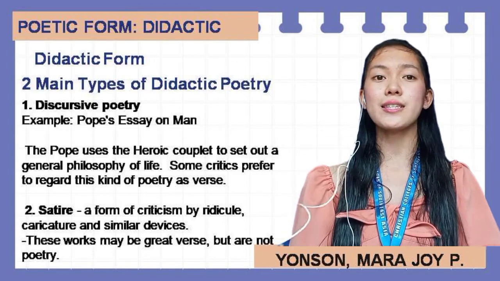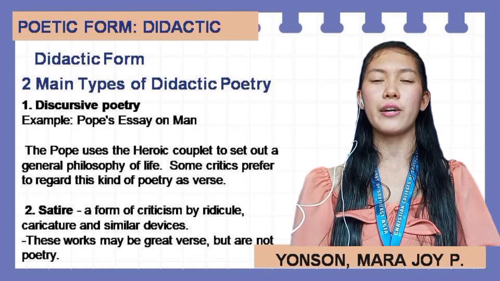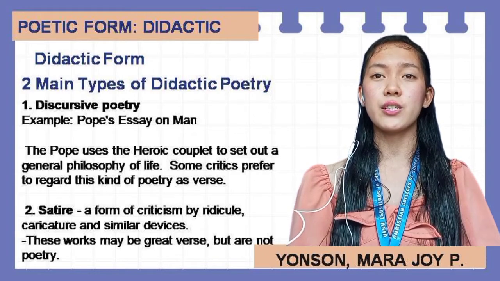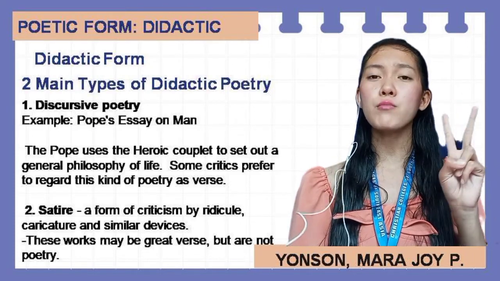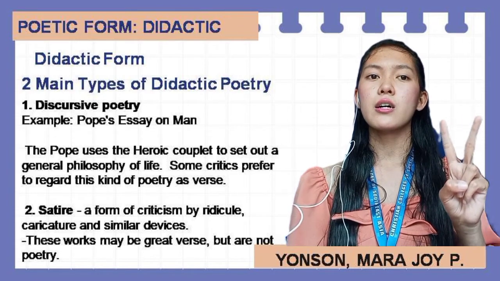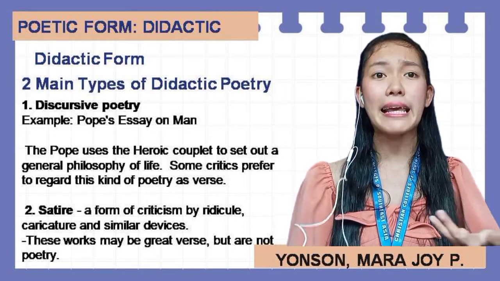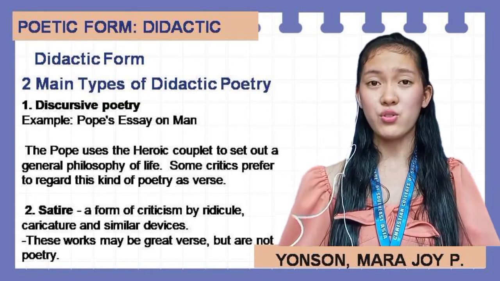Pope uses the heroic couplet to set out a general philosophy of life, and some critics prefer to regard this kind of poetry as verse. Second one is the satire. It is a form of criticism by ridicule, caricature, and similar devices. Once again, some claim that these works may be great verse but not poetry.